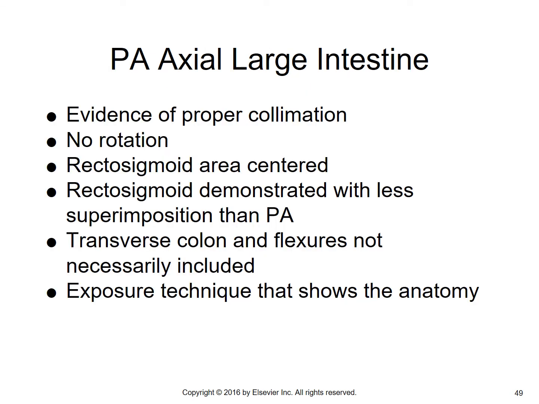Now your PA axial, now what's that for? That's for the rectosigmoid area. Evidence of proper collimation, no rotation. As I mentioned, rectosigmoid area is going to be centered. Rectosigmoid demonstrated with less superimposition than the PA. What does an axial do? Axial projections stretch anatomy out. So it's kind of stretching out that rectosigmoid area. Transverse colon and the flexures are not necessarily included. So if you clip them, it's usually okay. And then exposure technique that shows the anatomy.